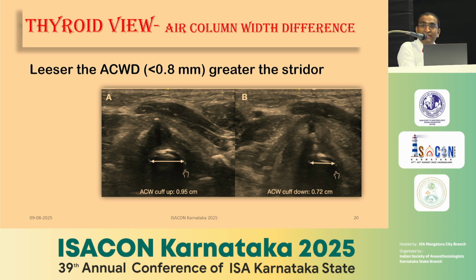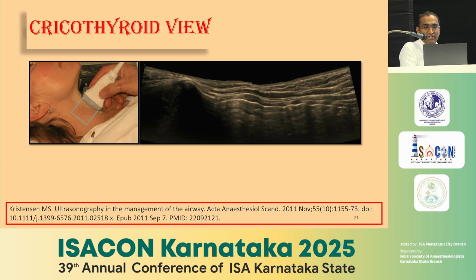This is a pediatric patient where the air column width with the cuff inflated is about 0.95 centimeters. When the cuff is deflated, it was 0.72 centimeters, which indicates there is a collapse. The air column has reduced with the cuff deflation, so this particular baby can go on to post-operative distress.